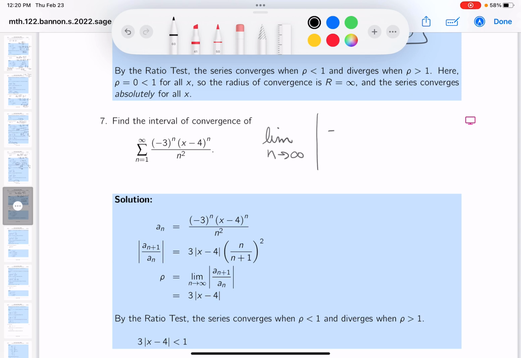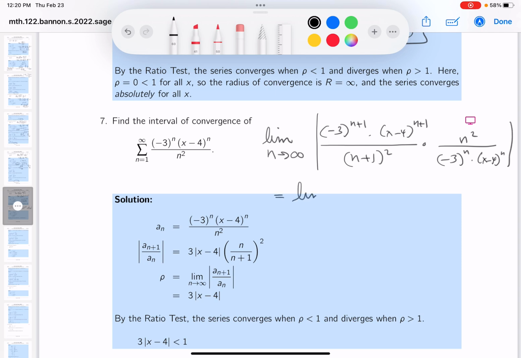Minus 3 to the n plus 1. Then you're going to get x minus 4 to the n plus 1. On bottom, you're going to get n plus 1 squared times n squared minus 3 to the n times x minus 4 to the n. All right, I still have to simplify.